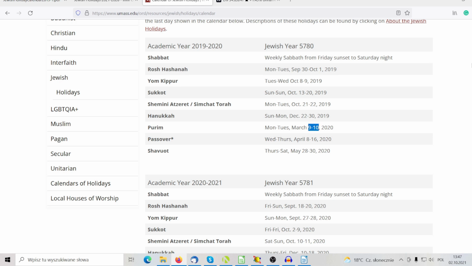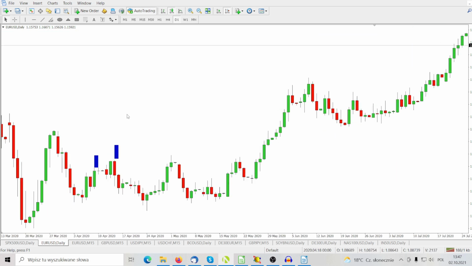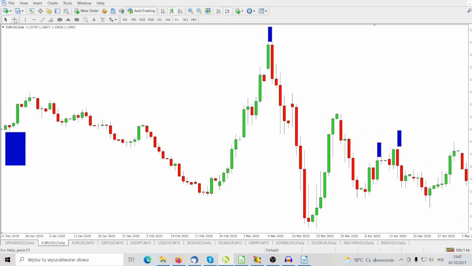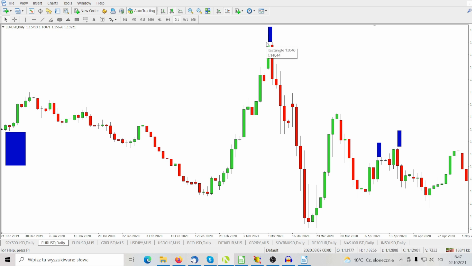It's exactly the day when the President Trump announced that United States is going lockdown for the reason you know what, and the market collapsed. Just good couple of hundreds of pips over here. So this one was about 800 pips fall just from the Jewish holiday.